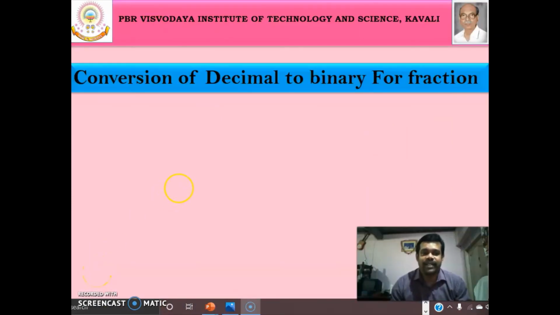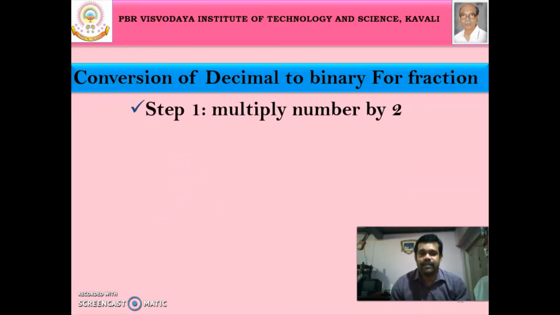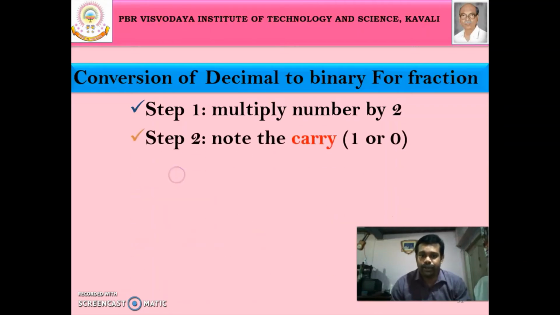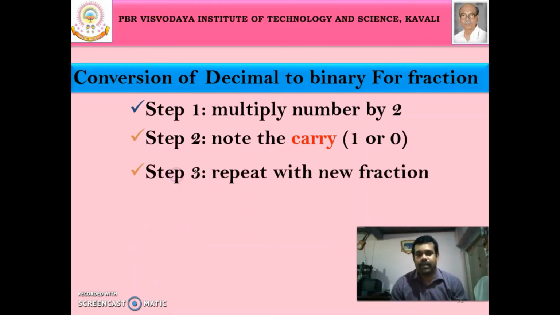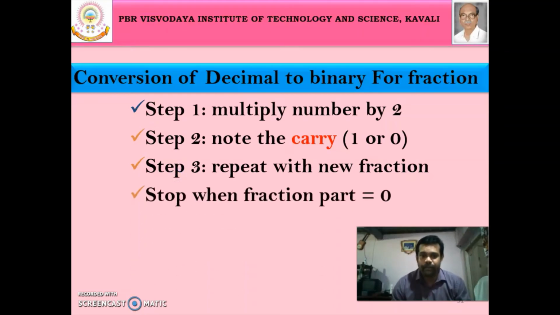Next, we are going to see the conversion of decimal to binary for fractions. The first step is to multiply the given fraction number by 2. Then we note the carry or the whole number part that we get. Then again we repeat with the new fraction, multiplying it by 2 and noting the carry. We stop when we get the fraction part as 0.